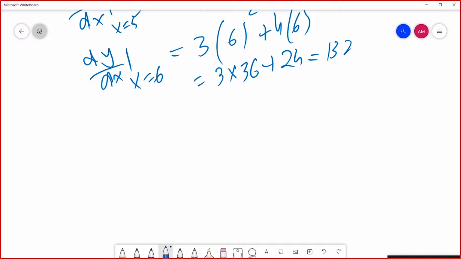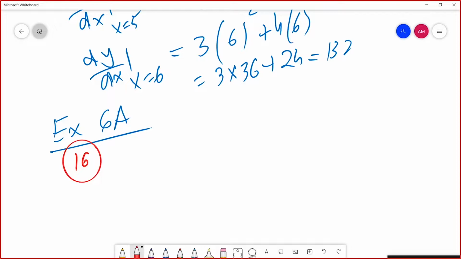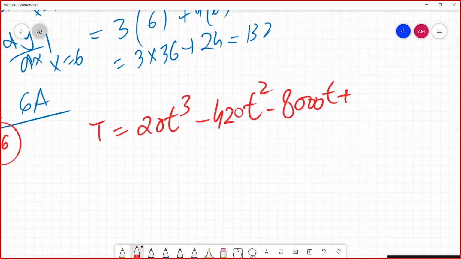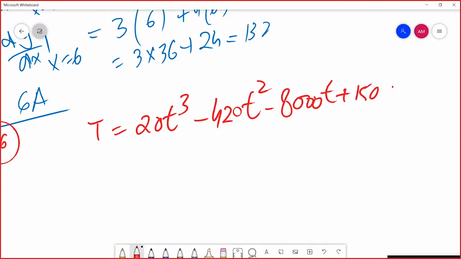Following the survey of a particular mine, experts predict that with continued mining, the quantity T for tons of a particular ore remaining in the mine T years after the survey was carried out would approximately fit the mathematical model T equals 20T cubed minus 420T squared minus 8,000T plus 150,000. So I wrote that in the meantime, right?